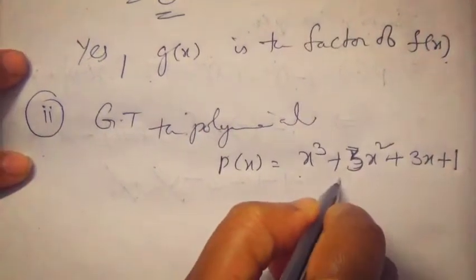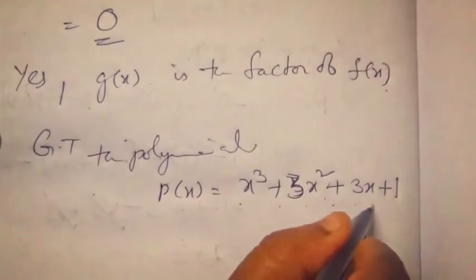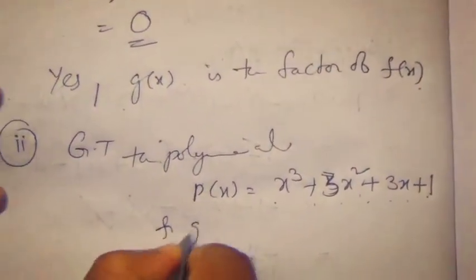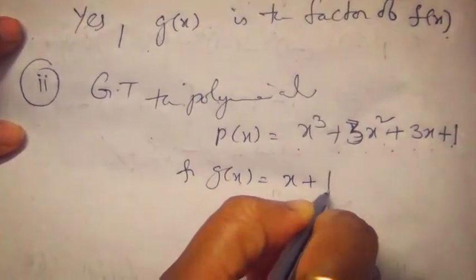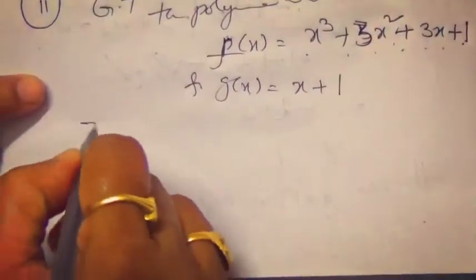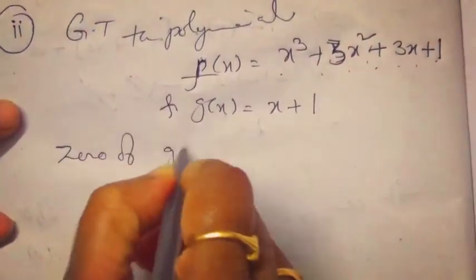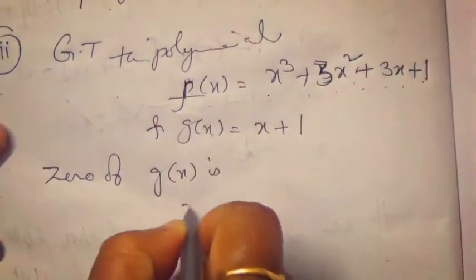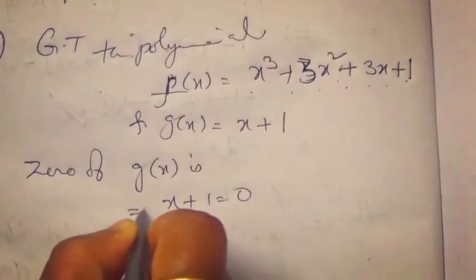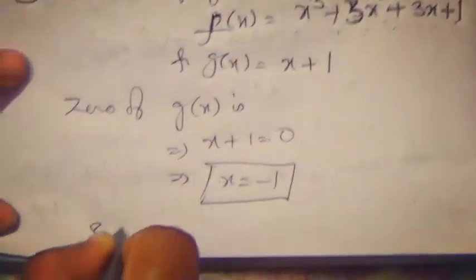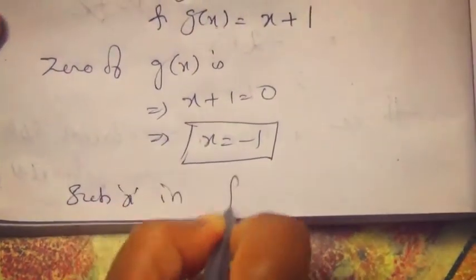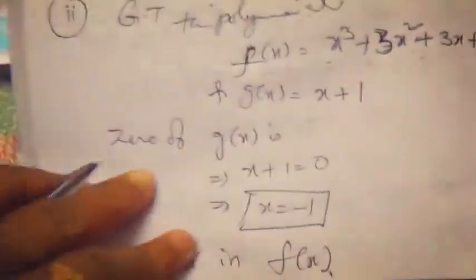Okay, f of x is equal to x cube plus 3x square plus 3x plus 1, and g of x is equal to x plus 1. So look at here. The zero of g of x: x plus 1 is equal to 0, that implies x is equal to minus 1. Substitute x in f of x.